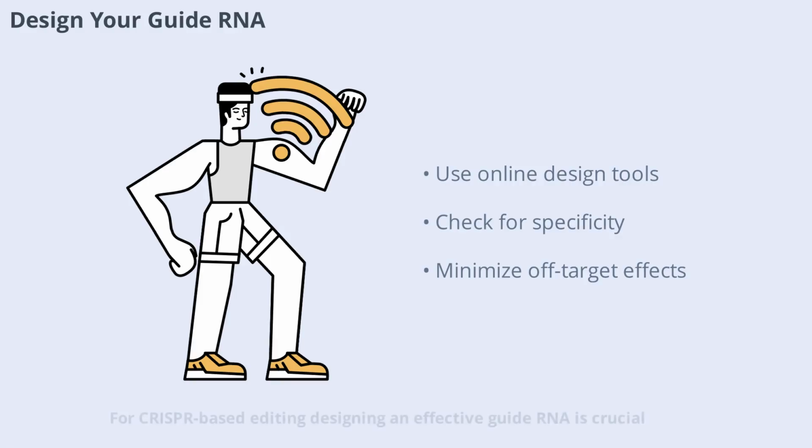For CRISPR-based editing, designing an effective guide RNA is crucial. The guide RNA directs the editing tool to the correct spot in the genome. Use online tools and databases to help you design guide RNAs that are specific and efficient. Double-check your designs to minimize off-target effects and maximize your chances of success.